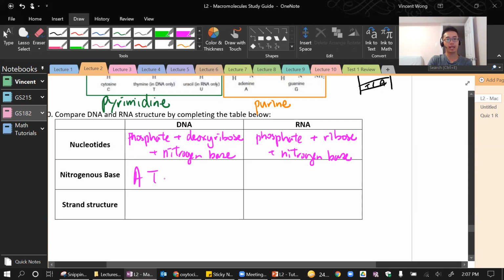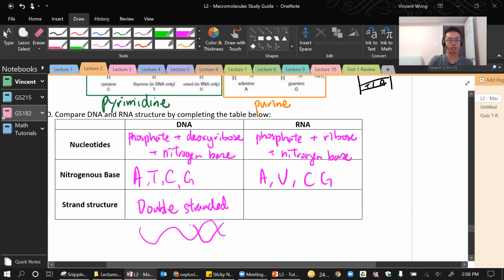For DNA, we have ATCG. For RNA, instead of thymine, we will have uracil. So AUCG. DNA are double-stranded. And so, you know, the typical thing that you see on TV, double-stranded. And then RNA, it is single-stranded. So like this. Okay.